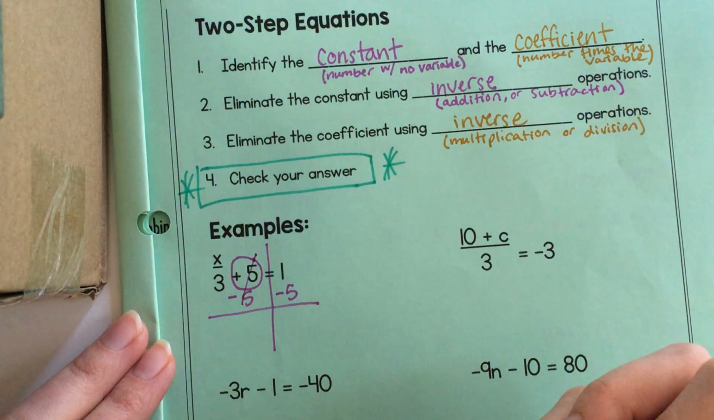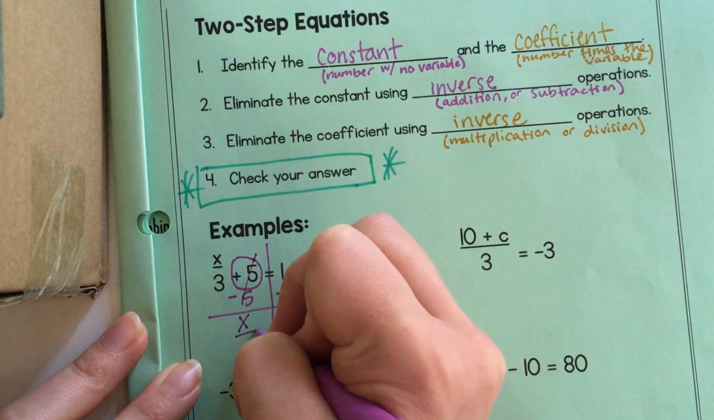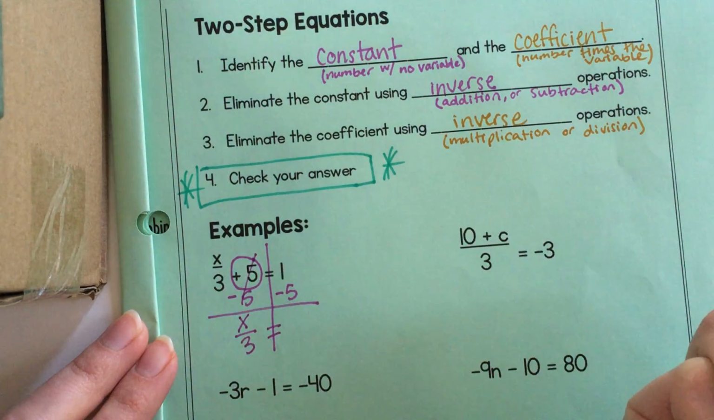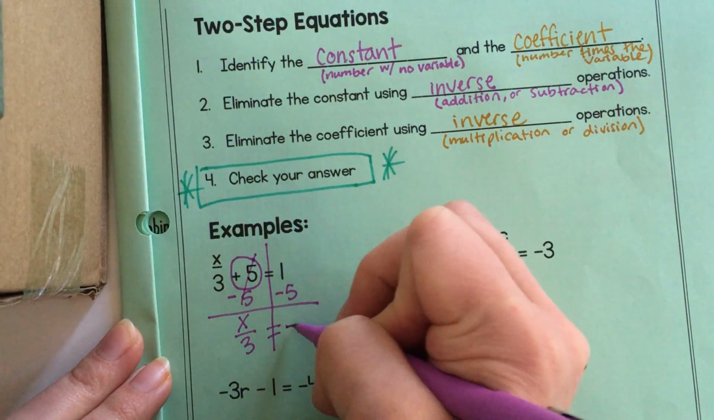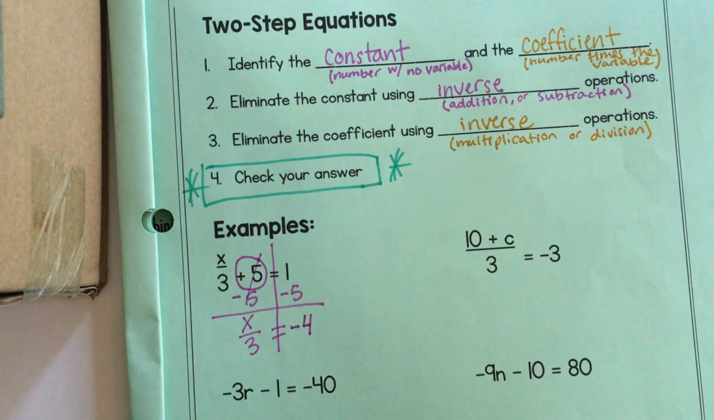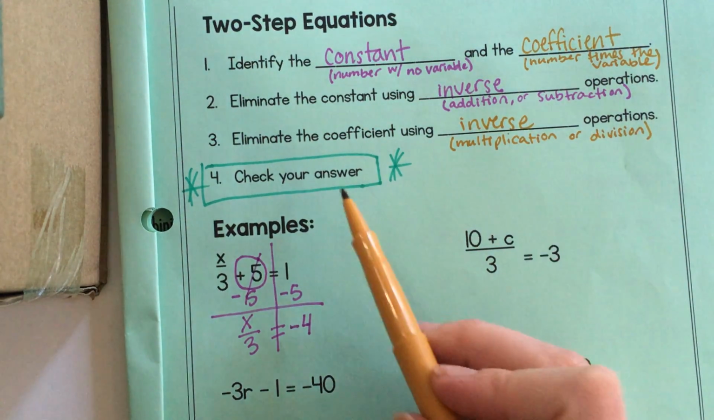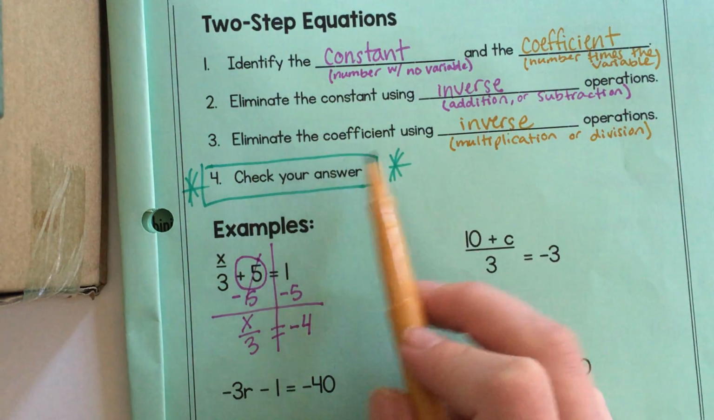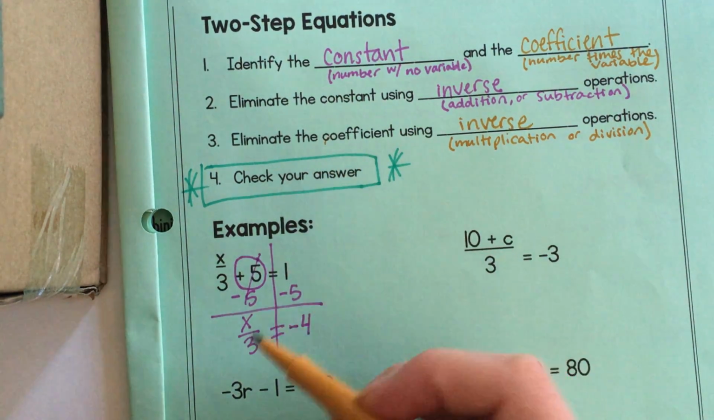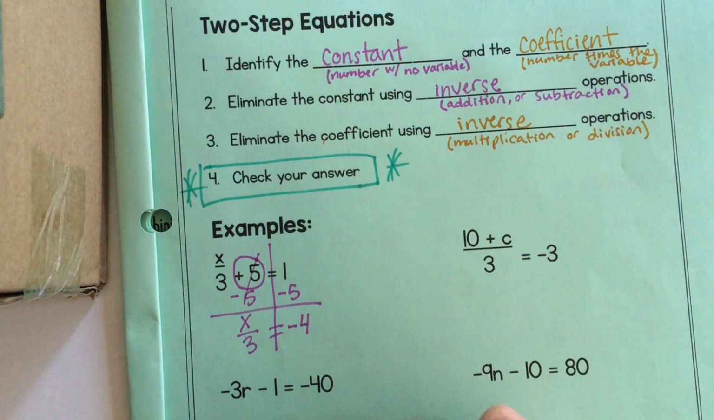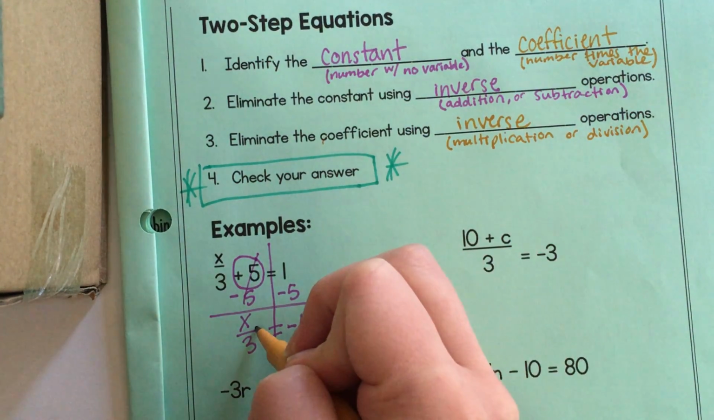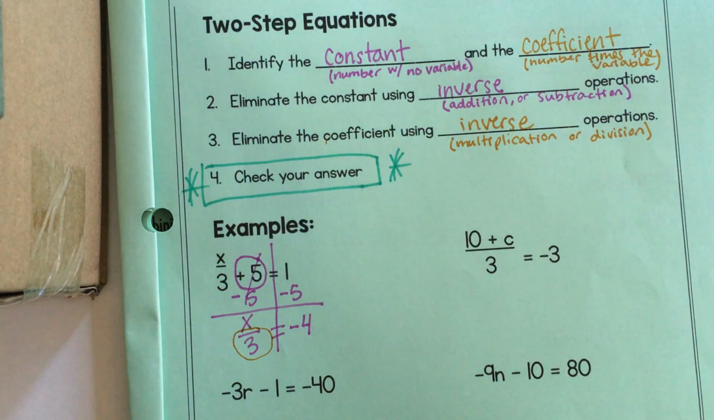That gets rid of our constant and leaves me with x divided by 3 equal to, what is 1 minus 5? 1 minus 5 is negative 4, because we're going to go past 0 into the negative numbers. Now I need to identify my coefficient. This is where some of you might not be used to your coefficient being a fraction. My coefficient is technically 1/3. There's an invisible 1 by that x. So 1/3 means divided by 3 here. That's my coefficient. How do I undo division?